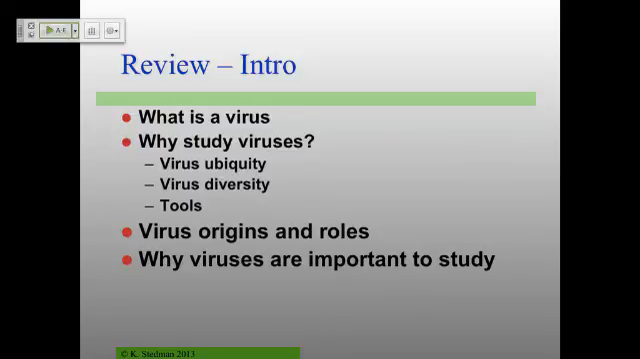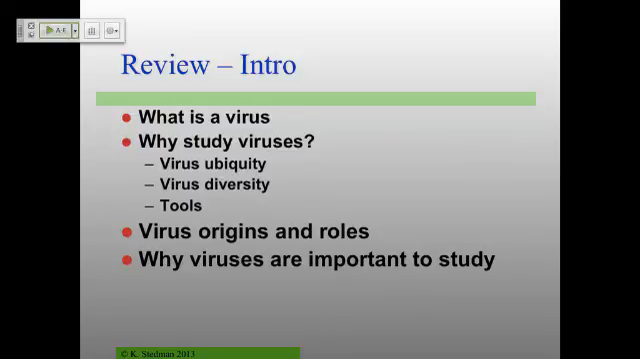Virus diversity. They're clearly ridiculously diverse, not only in terms of the structures of the virions, but also in terms of the virus genomes. Most virus genomes, and I would say for really the majority of environmental viruses, don't match anything else present in the databases.